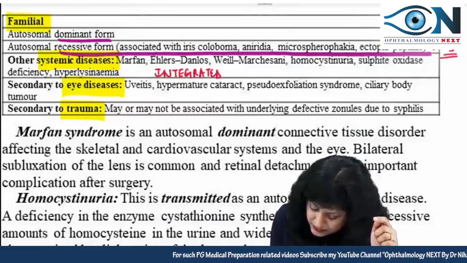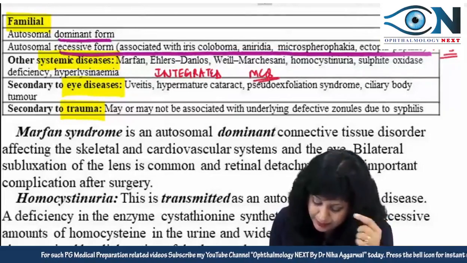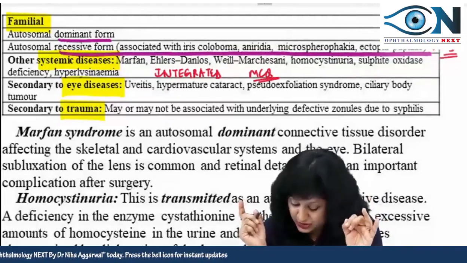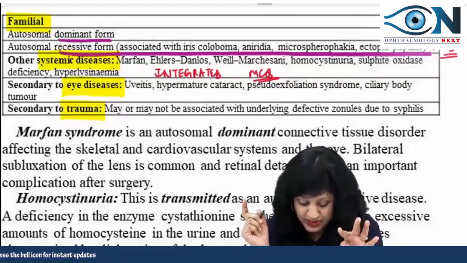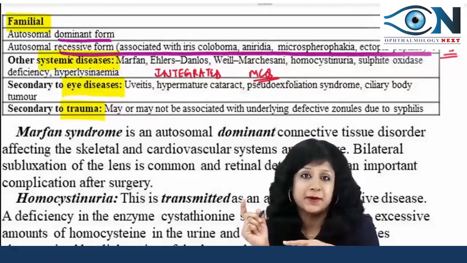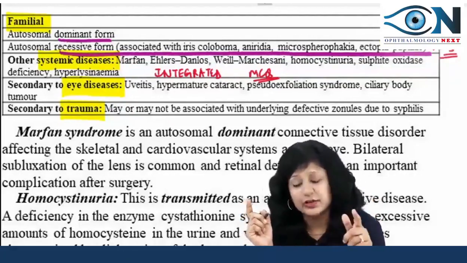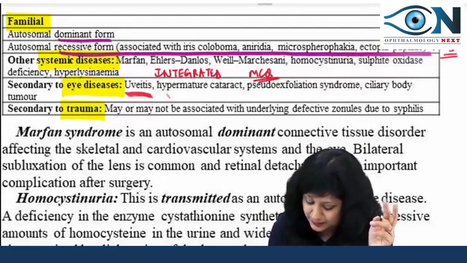Integrated questions they can give you. We have Marfan syndrome, Ehlers-Danlos syndrome, Weil-Marchesani syndrome, homocystinuria, sulfite oxidase deficiency and hyperlysinemia. Then we have eye diseases. So many eye diseases can also lead to ectopia lentis. We have uveitis, hypermature cataract.